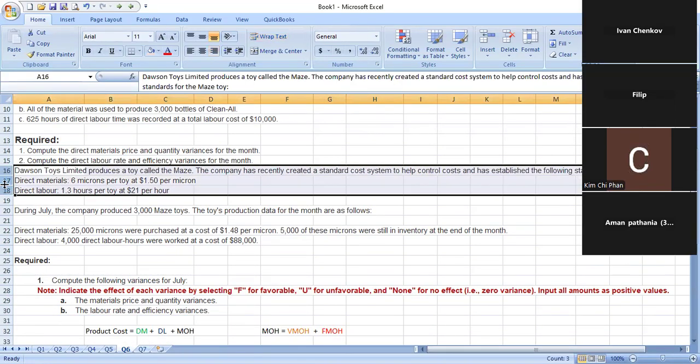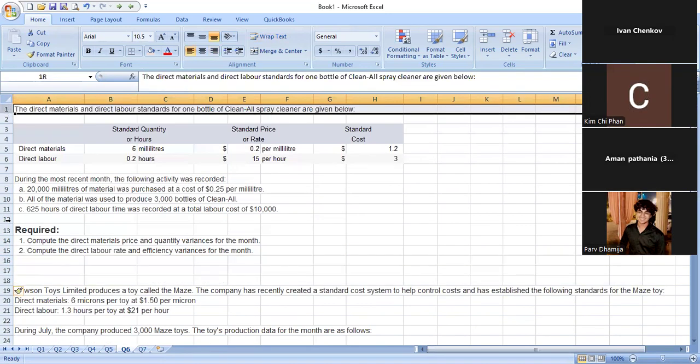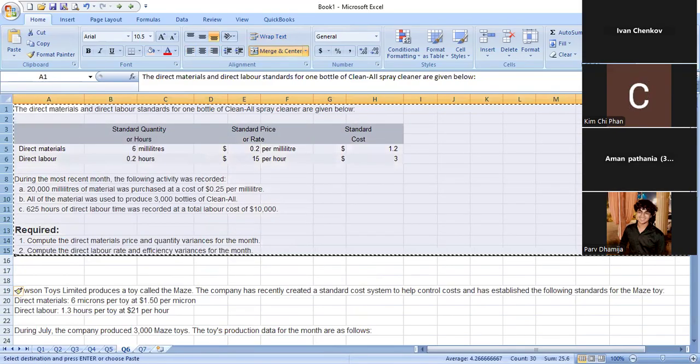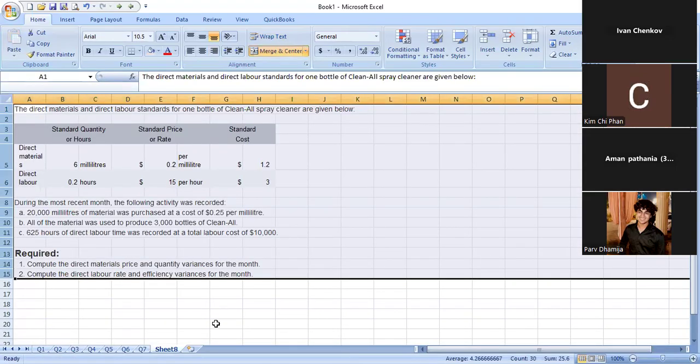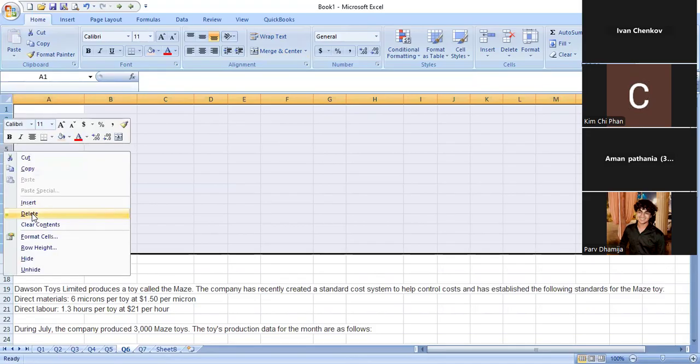Let's split them. The Twi one is a different question, so let's get rid of this and check this question later. I think I posted too many questions on the same sheet. We're going to do this question a little bit later.